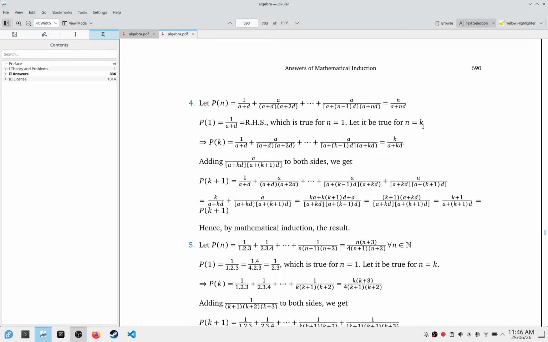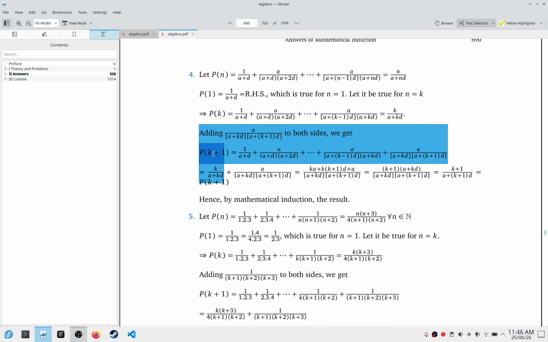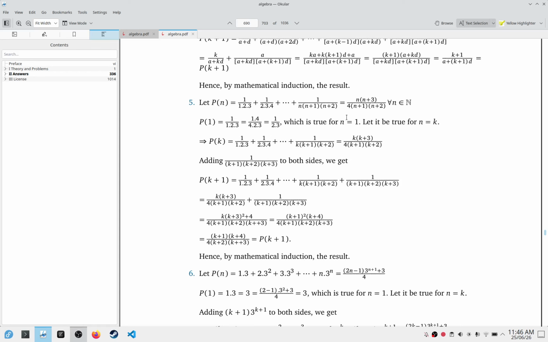We let it be true for n is equal to k. So we simply substitute n is equal to k. We arrive at this relationship. And then we add 1 by a plus kd times a plus k plus 1 d to both sides. So this becomes our left hand side, and then we solve the right hand side. We get right hand side eventually as k plus 1 by a plus k plus 1 times d, which is equal to Pk plus 1, and hence by mathematical induction we have the result.